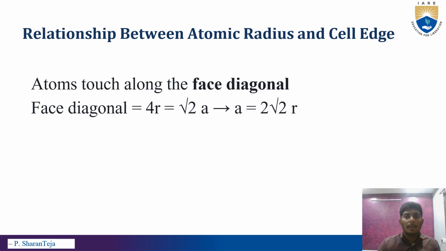Relation between the atomic radius and lattice constant. In FCC, atoms touch along the face diagonal, not along the edge. If radius is equal to r and lattice constant is equal to a, then 4r is equal to root 2 a, which means a is equal to 2 root 2 r. The relationship is used in density calculations, X-ray diffraction, and material characterization.